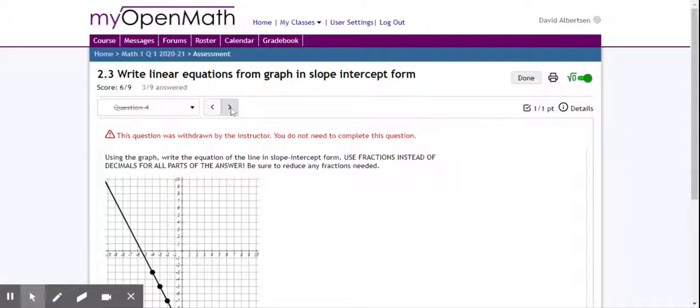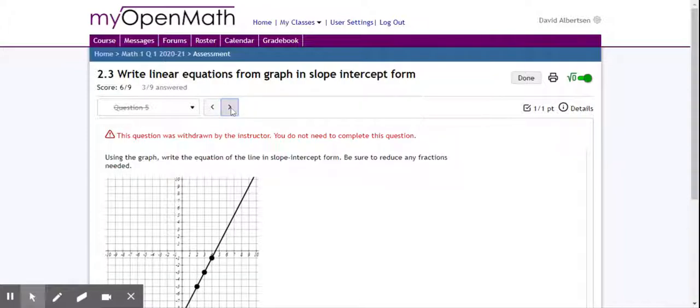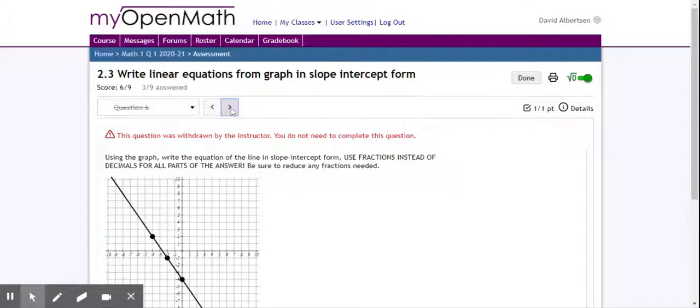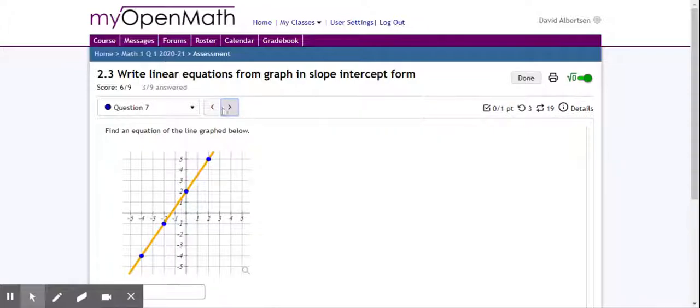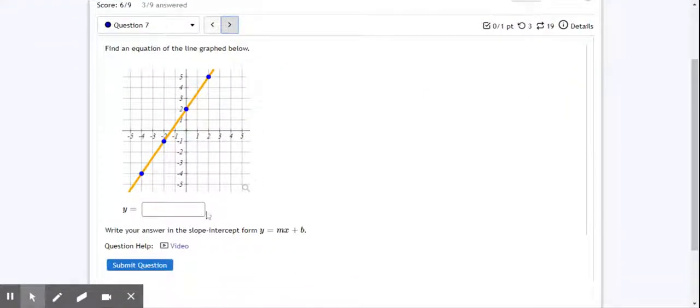Now, questions 4, 5, and 6. Sorry, for questions 4, 5, and 6, I took out of the quiz because I thought that they were too hard. So you get those for free.